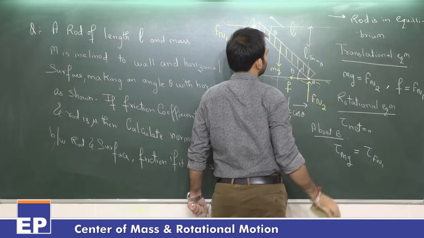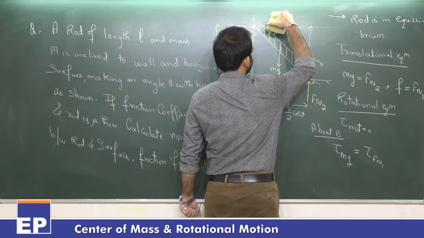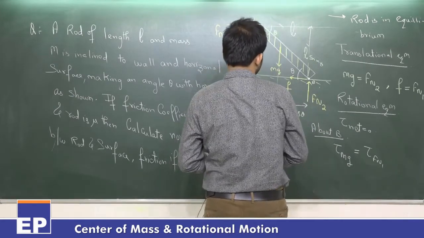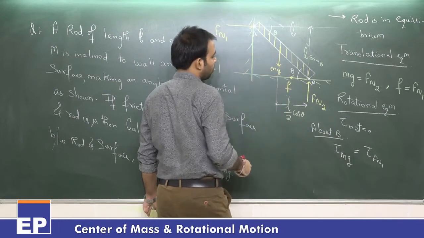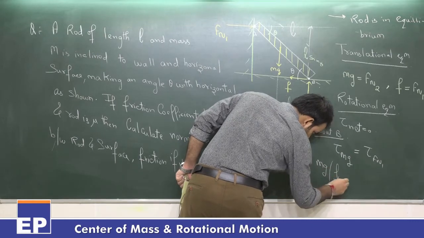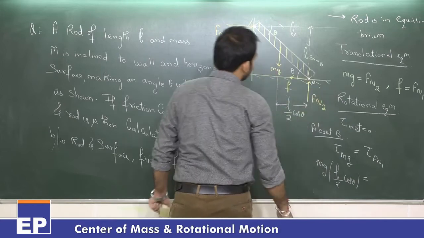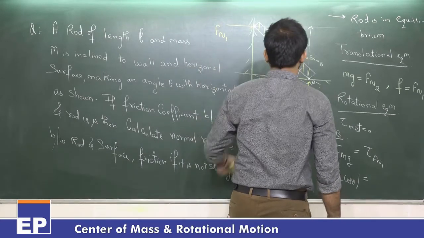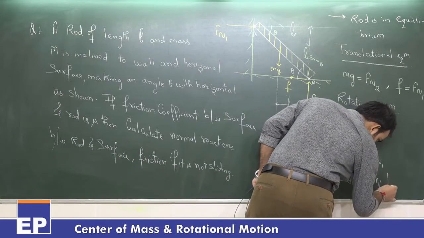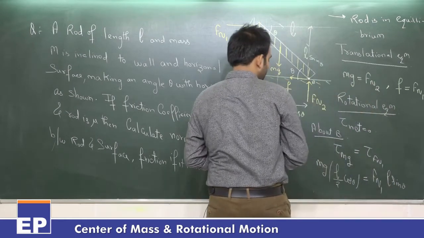The whole length of the road is L. Right? So we can write the torque of mg into L by 2 cos theta. And what is the torque of Fn1? Fn1 की torque क्या है? That is Fn1 into L sin theta. This L and L will cancel out.